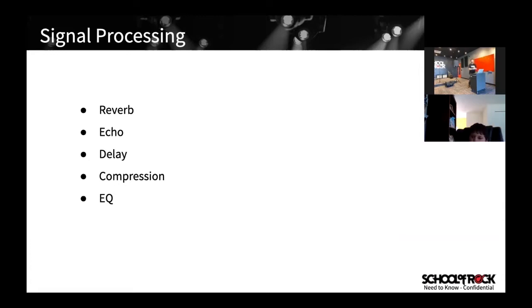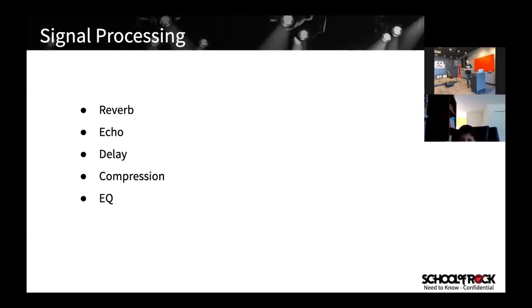Some of the other parts of signal processing I said effects. We've got reverb, echo, delay, compression, and EQ. Reverb is essentially not necessarily a full echo, but it gives a short echo sound. It's not quite an echo where you'll be able to hear the repetition of the sound, but it gives a little bit of what we call ambiance to the sound coming through. So for vocals, it's more of a subtle echo. It just kind of smooths the vocals out.